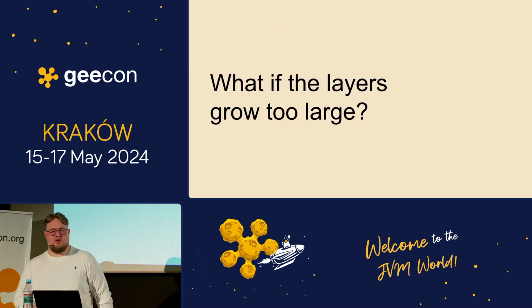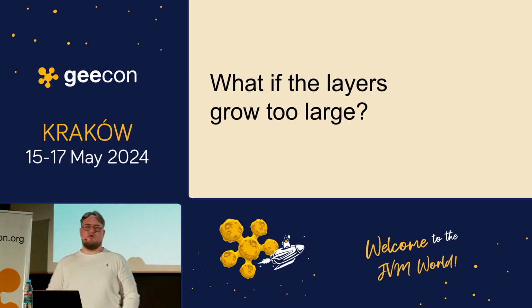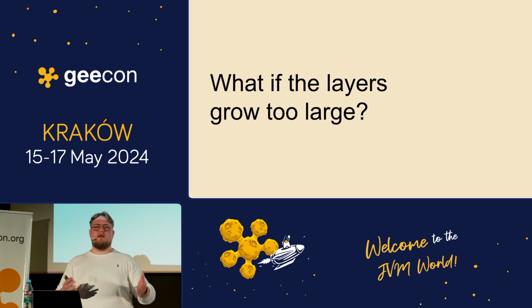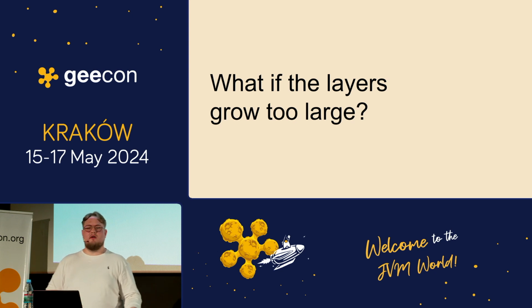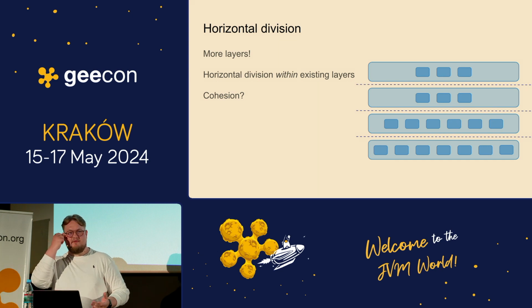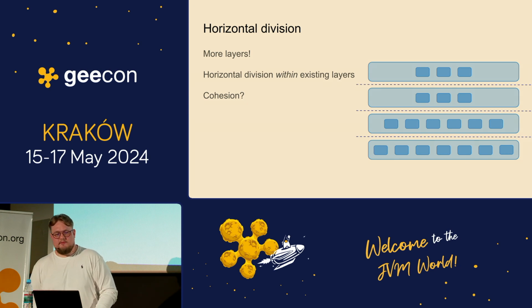So now the big question: what happens if our layers grow too large? We discussed earlier that when we have too many classes, we can split either vertically or horizontally. So let's start with horizontal, because with layered architecture, it seems intuitive. So let's look at it.